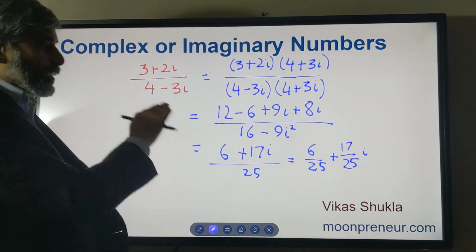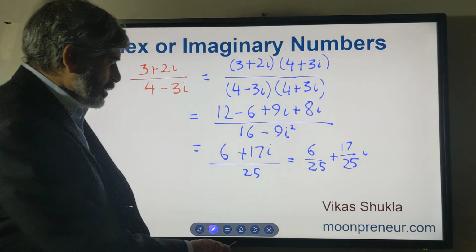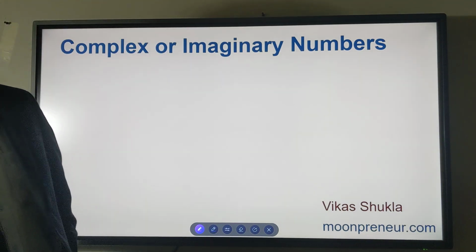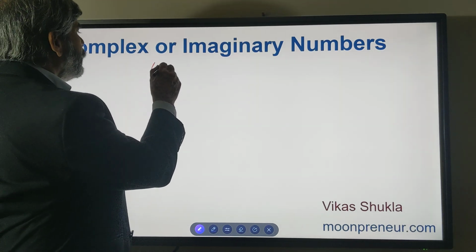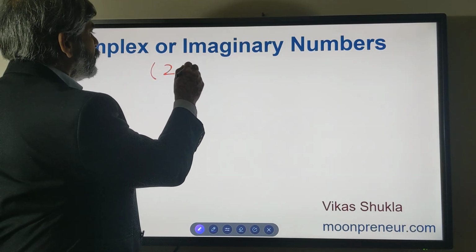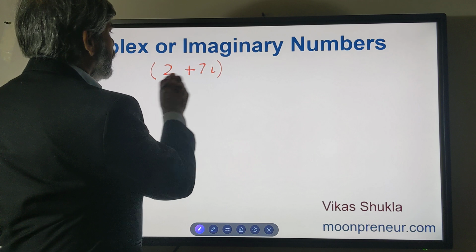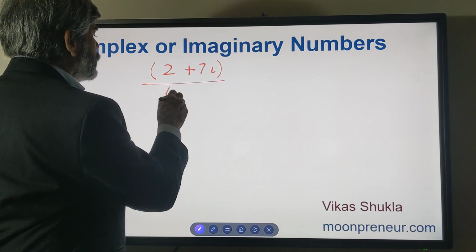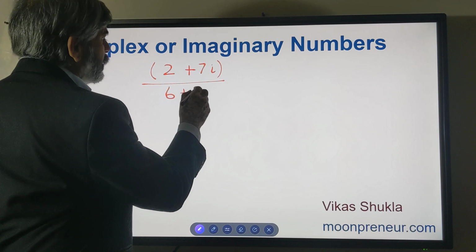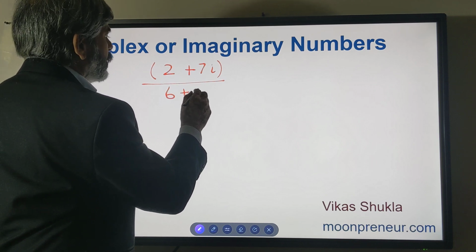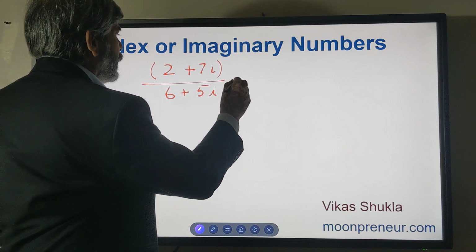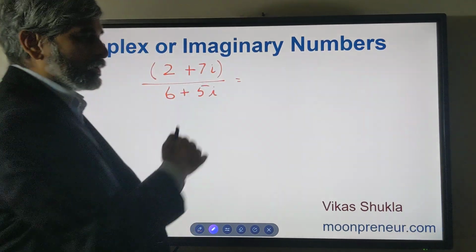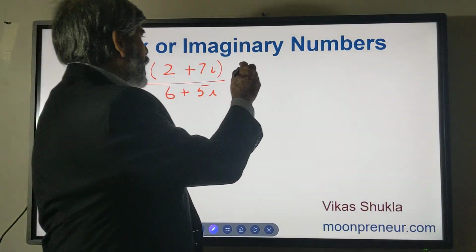So you need to practice some of the problems like this. Let's do one more problem of the similar thing. Maybe take anything, not something complicated. 2 plus 7i divided by maybe 6 plus 5i, anything you can say. So I multiply this whole thing by 6 minus 5i.